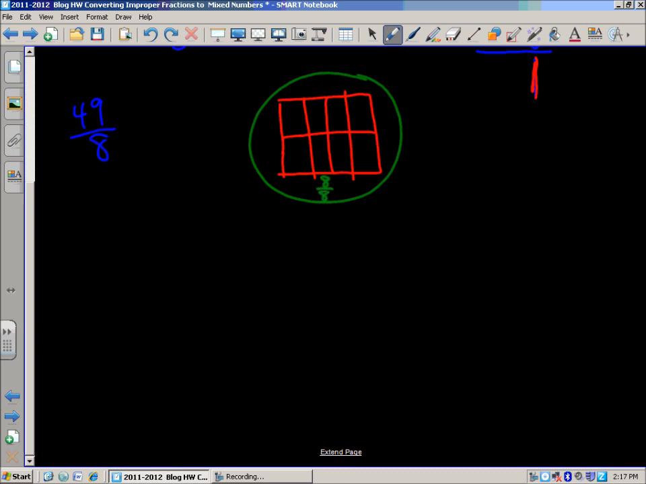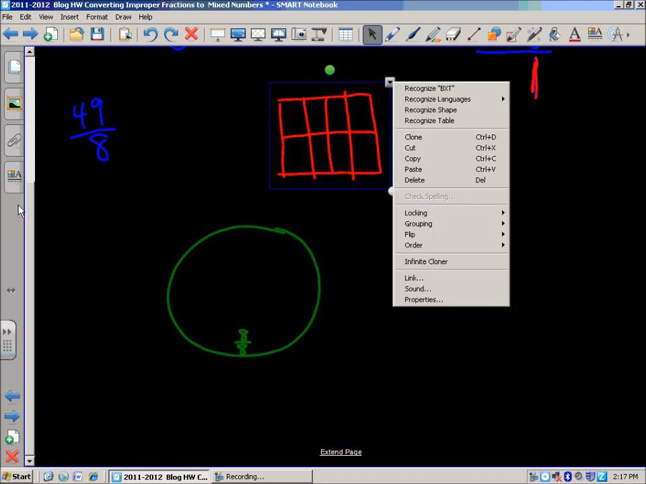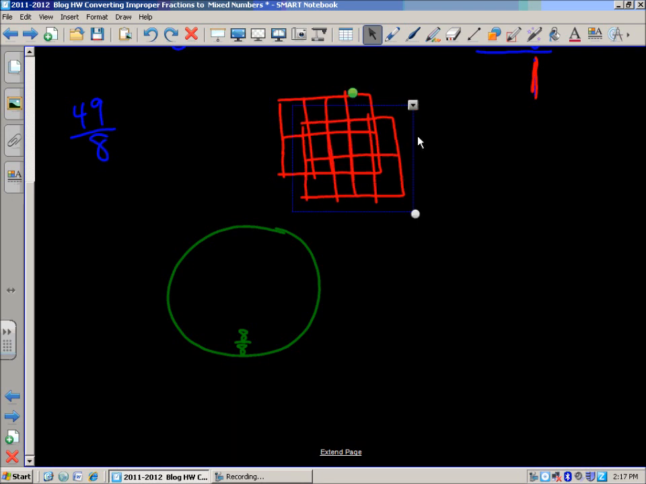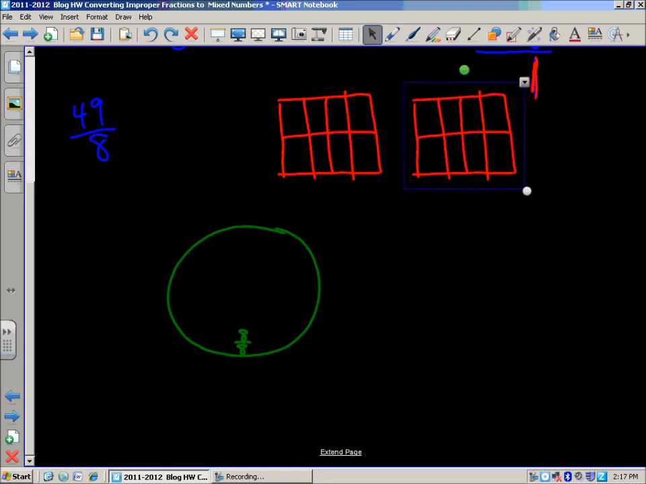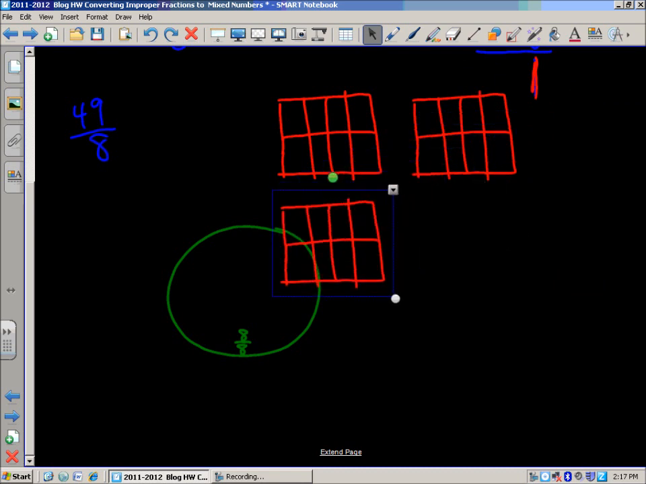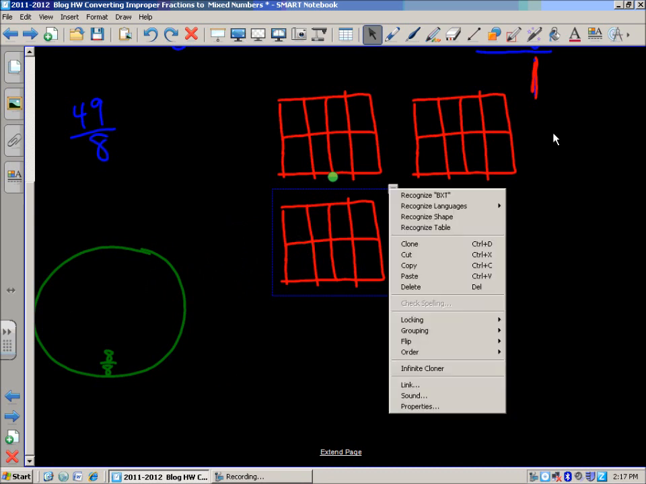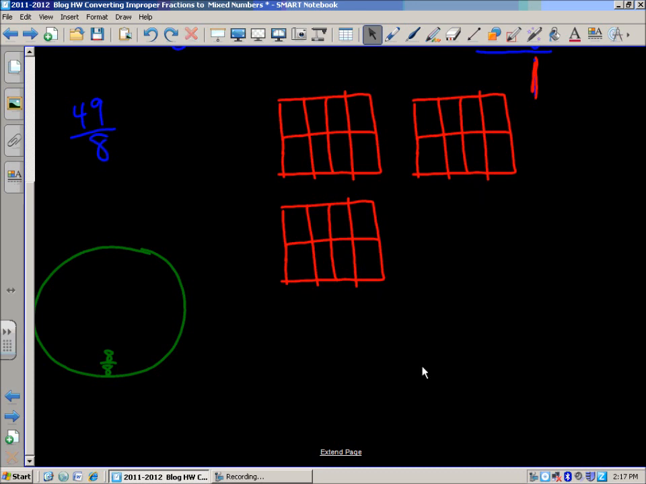And we continue adding 8/8 until we get to 49. So there's 8, and I'm going to do a little trick I can do here. Let's see. I'm going to clone this. So we've got 8, 16, 8 times 3 is 24. Save us a step here.